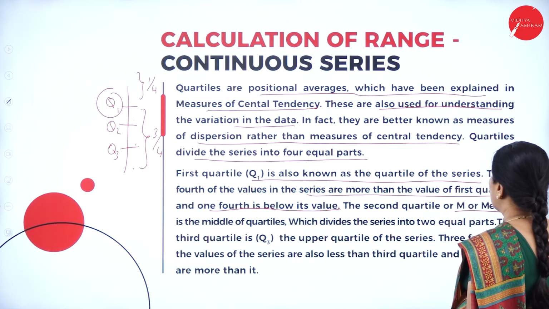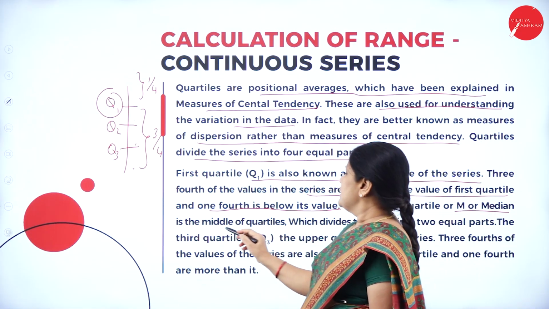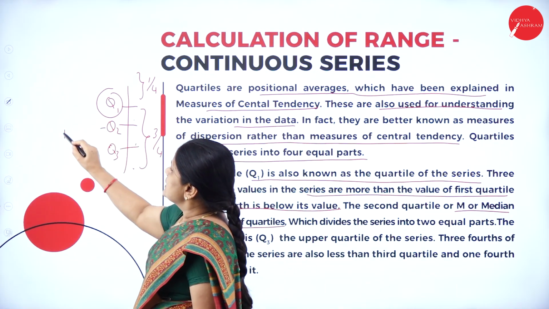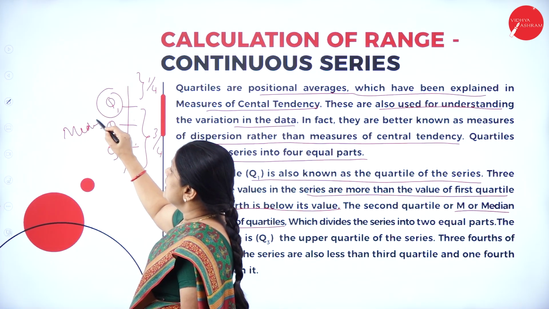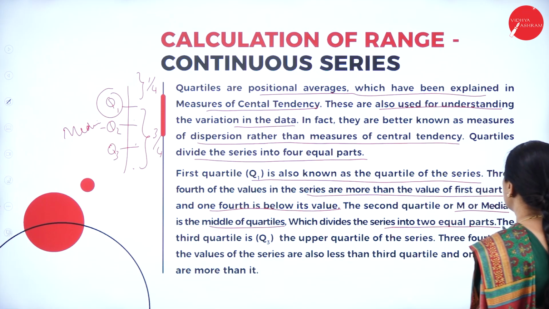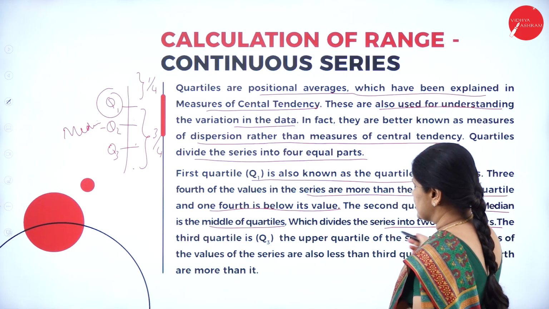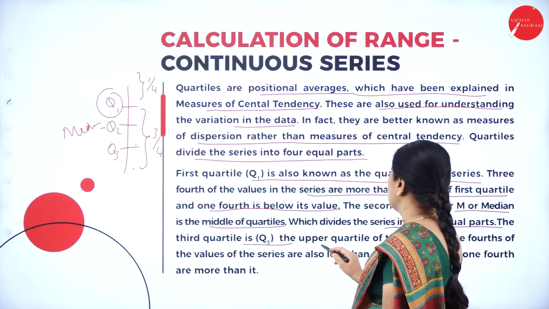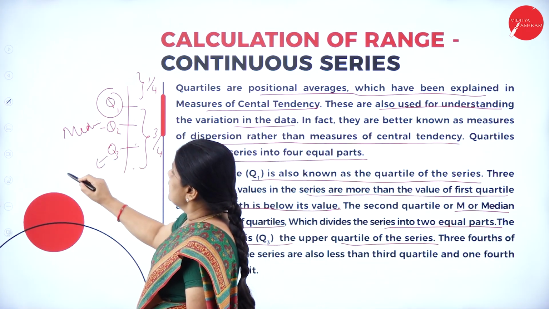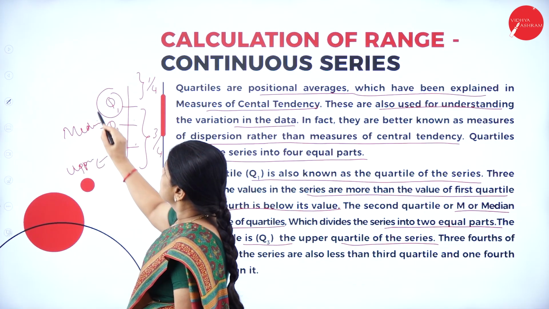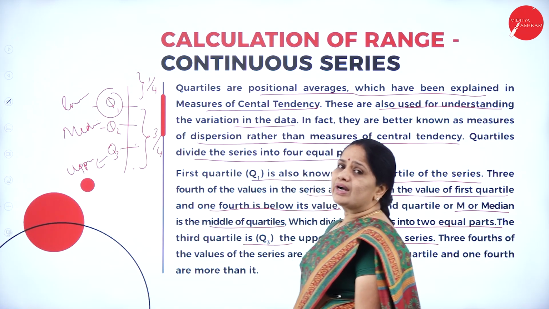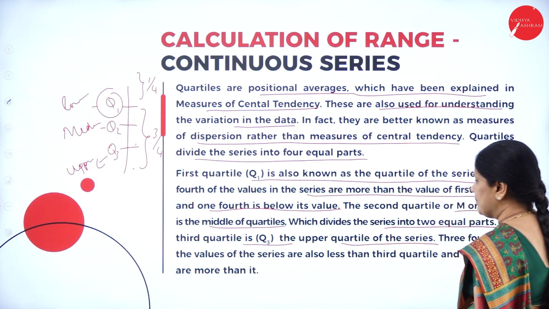The second quartile or M or the median is the middle of the quartiles. Now, this Q2 we call it the median and it is the middlemost value of the series, which divides the series into 2 equal parts. The third quartile is Q3, the upper quartile of the series. Now, this we call the upper quartile and this is the lower quartile. So, the quartiles are lower quartile, median and the upper quartile.